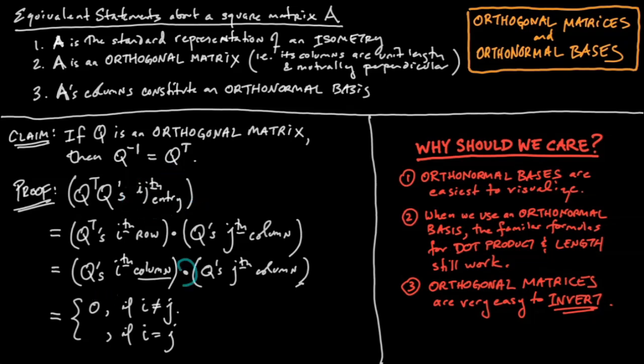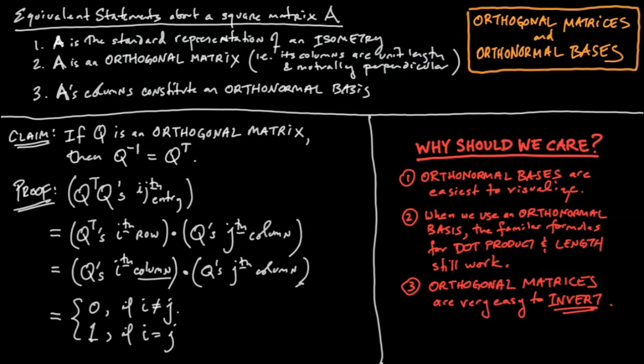Well, that would be the dot product of Q's fifth column with Q's fifth column. So we would be dotting one of Q's columns with itself. And we know, as we've said many, many times now, that when you dot a vector with itself, you get the square of the vector's length. But we know what the length is of all the columns in an orthogonal matrix. In such a matrix, the columns are unit length, and you square 1, and of course you get 1.